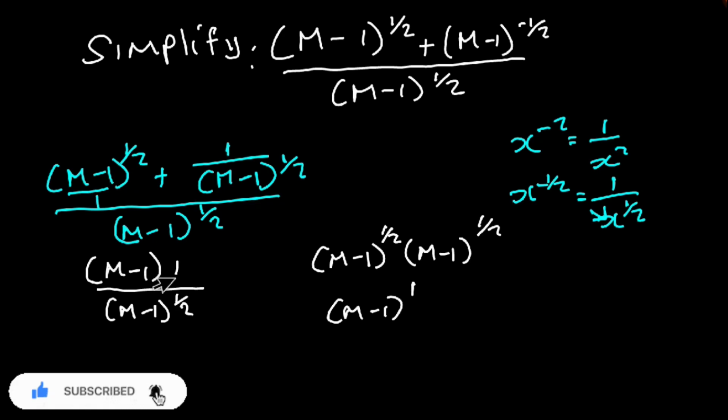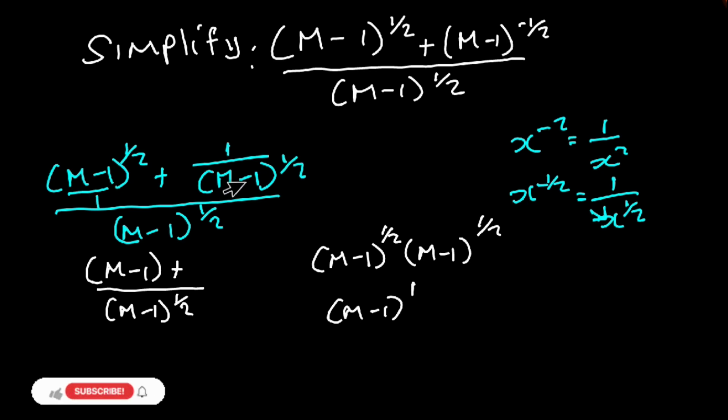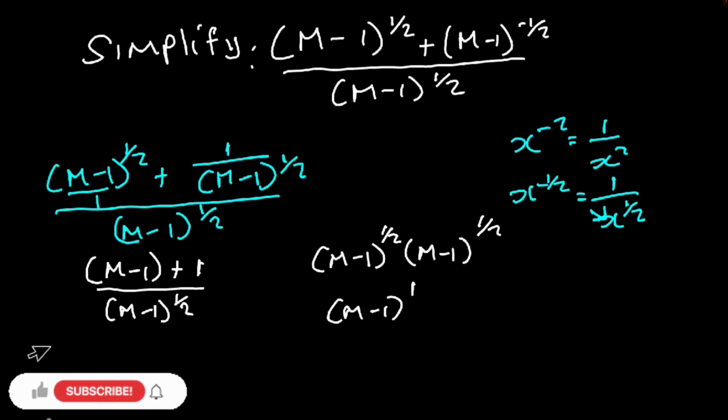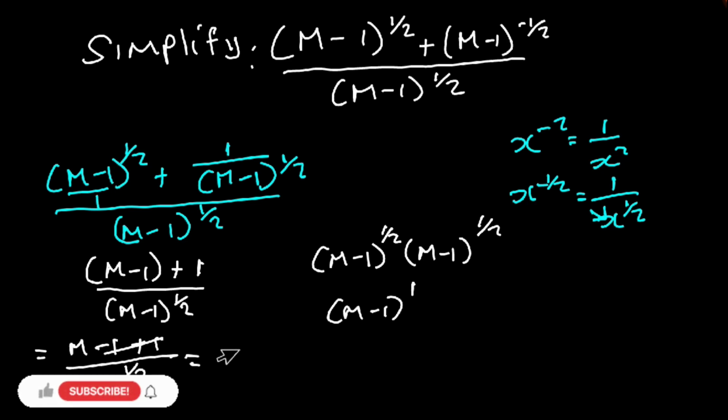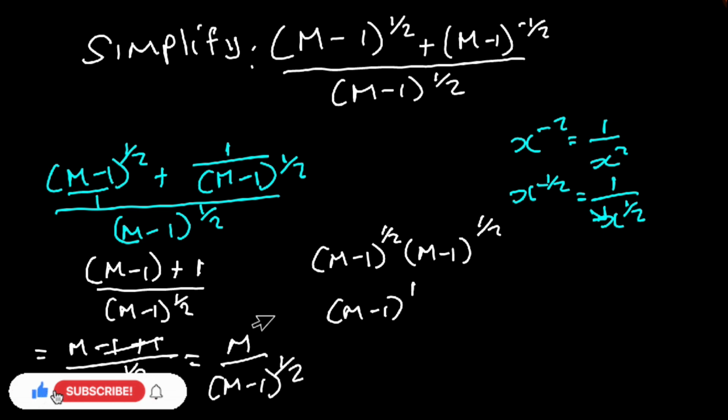So we have then plus (m minus 1) raised to the power half divided by (m minus 1) raised to the power half is 1. 1 times 1 is 1. So this is now equal to m minus 1 plus 1 over (m minus 1) raised to the power half. And then minus 1 plus 1 is 0. So you have m over (m minus 1) raised to the power half. Now this is just for the numerator.